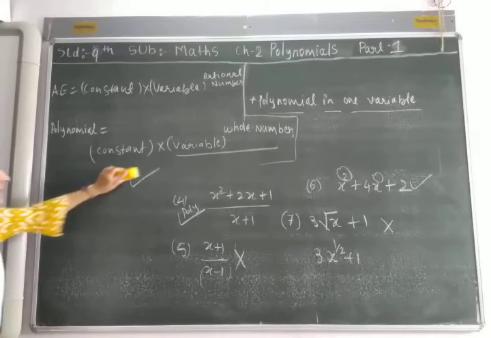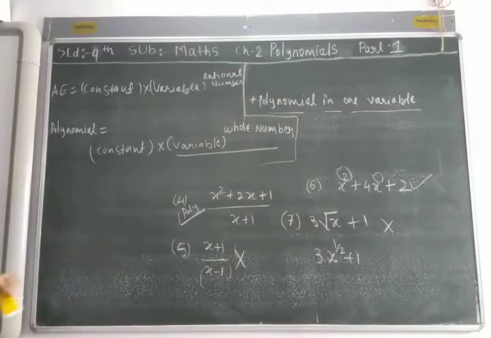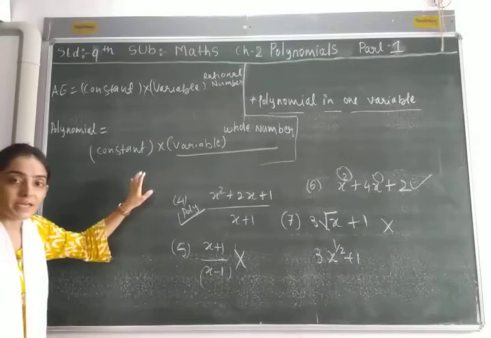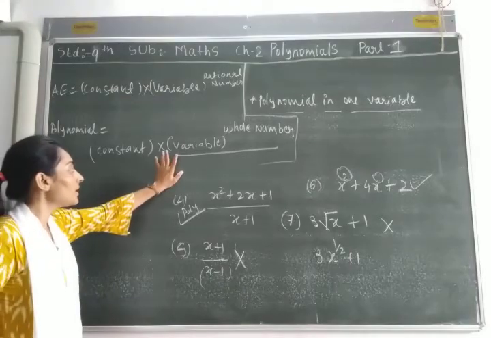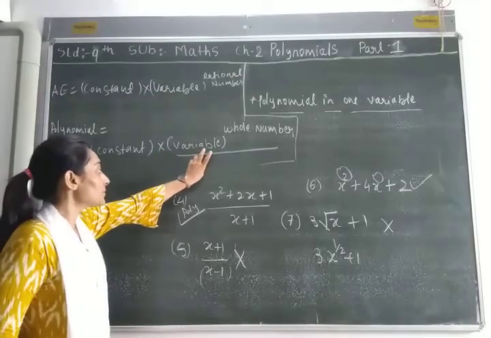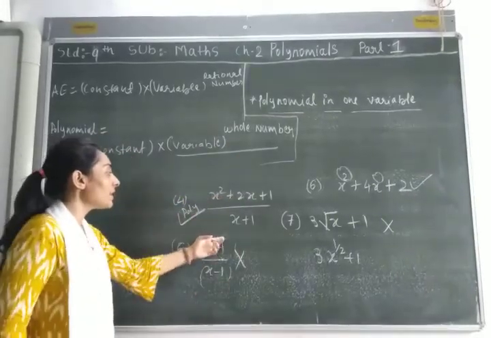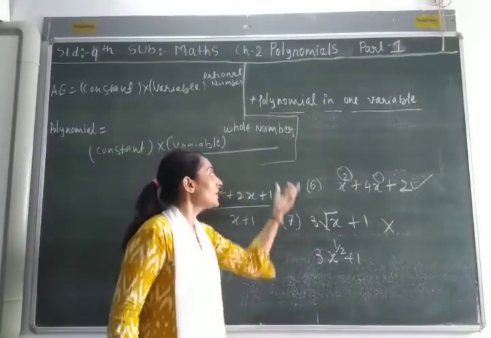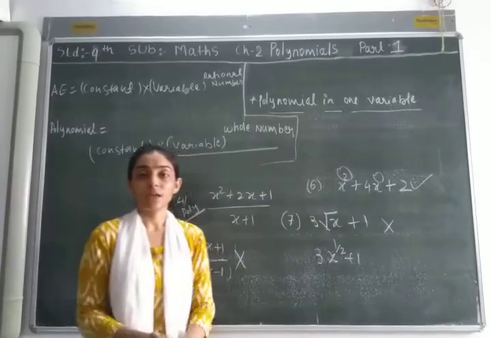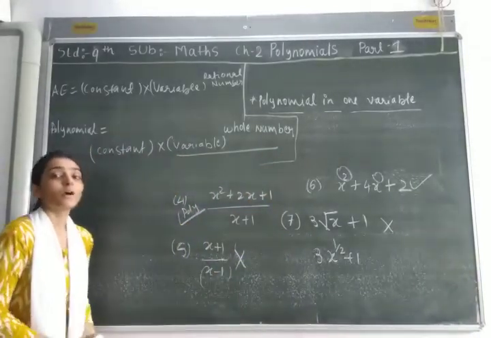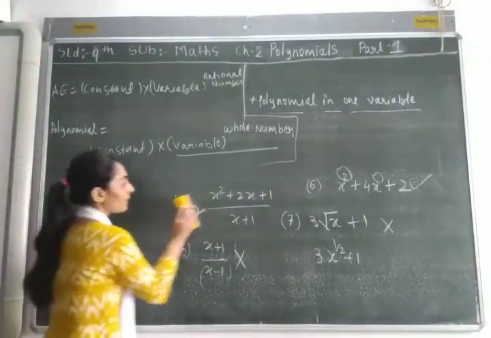Now you get it. What is a polynomial? What is important? The constant can be anything. We just see that the variable power should be a whole number. When you simplify it, if you get the variable power as a whole number, we can say that this one is a polynomial. Okay.